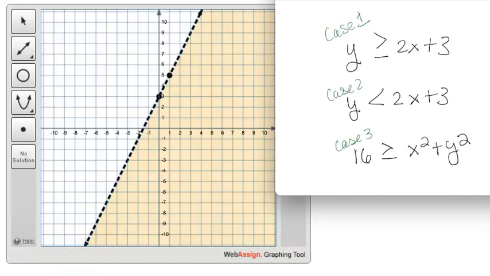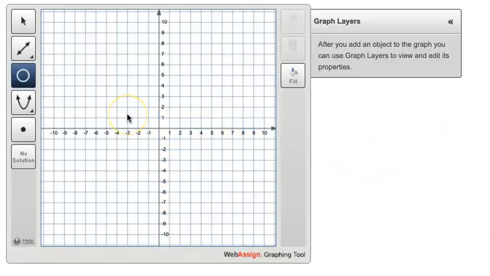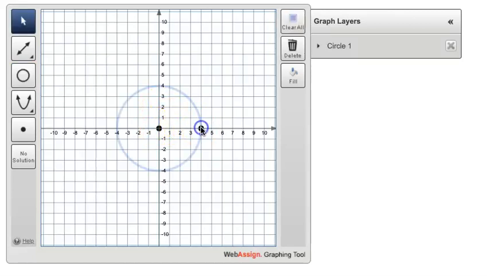So remember the difference between case 1 and case 2. Case 1 has the equal sign, therefore that's a solid line, and case 2 has a dashed line. Remember, I'm only showing you how to use the WebAssign graphing tools, not how to graph. There's a separate video for that. So let's do case 3. Our case 3 is going to be a circle. So I've picked up the circle tool. Here's our circle tool. I need to know the center. The center is 0, 0. And I need to know our radius, which is 4.